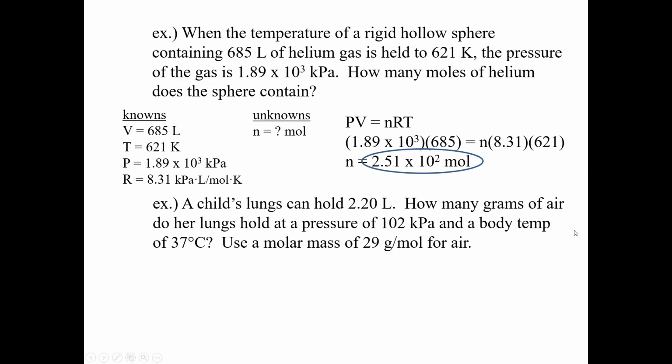Okay? So start by writing out your knowns and your unknowns. Again, pause the video, go do that, fill in your knowns and unknowns, and solve PV equals nRT for N. So get all the way to solving for moles, and then I'll show you how to do the last step.